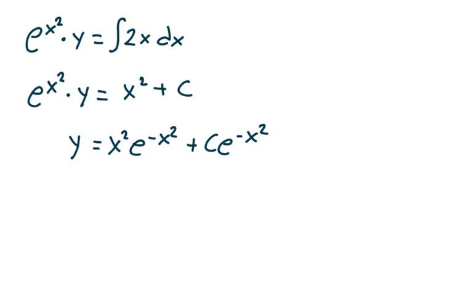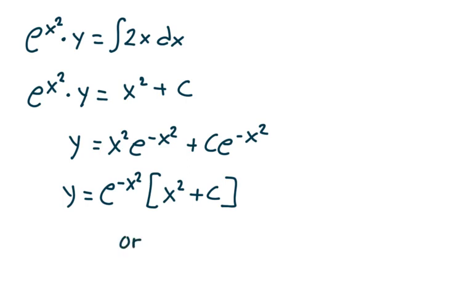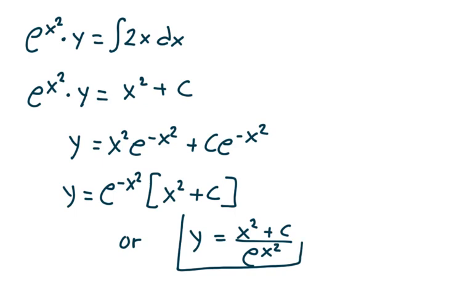You know, sometimes the instructor may want you to factor out an e to the negative x squared, and you get x squared plus c in parentheses. Or you don't want a negative exponent, and so your instructor might want you to write this as y equals x squared plus c divided by e to the x squared. So it's one of those you want to check with your instructor on how the solution must be expressed.